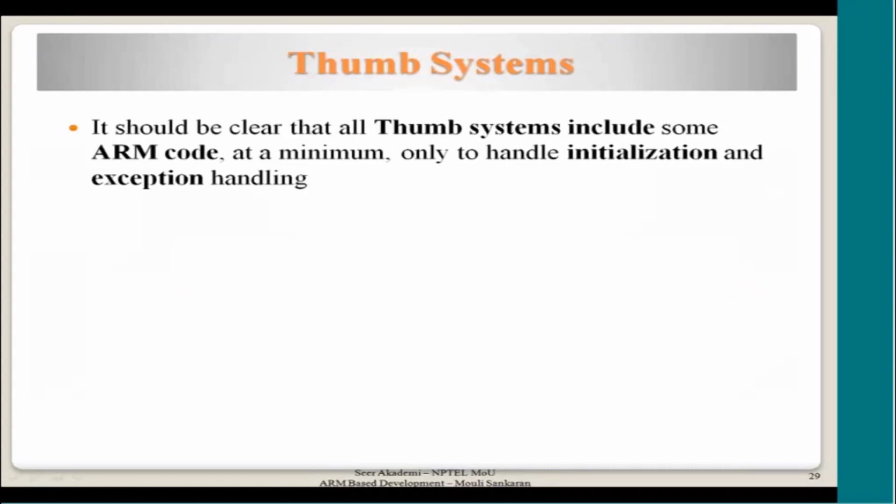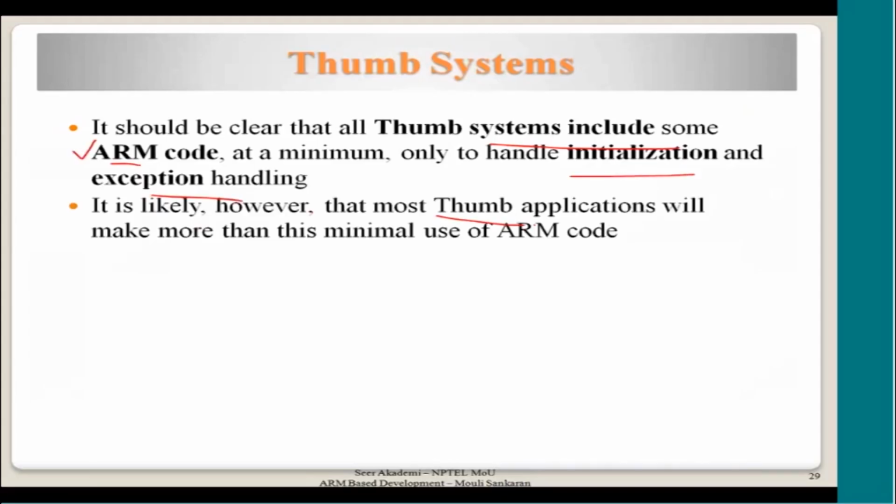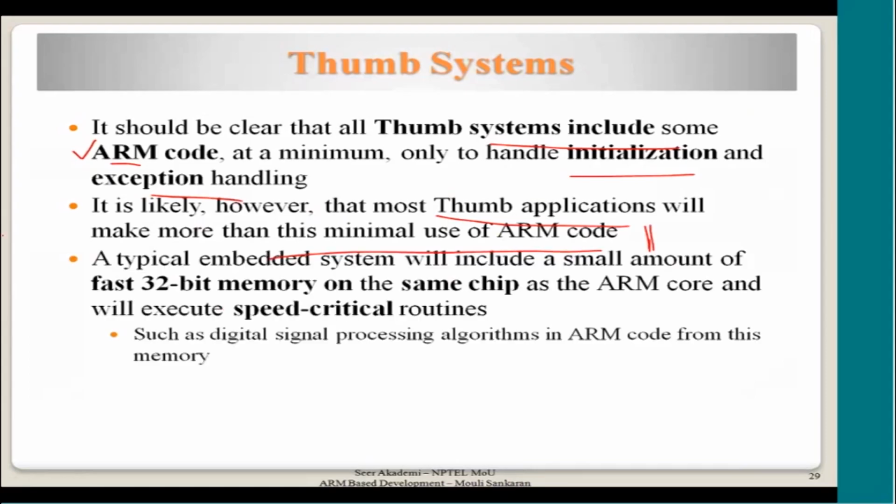So in a typical thumb system, how they are used, it should be clear that all thumb systems include some ARM code for handling initialization and exception handling. Okay. ARM is there always. It is likely, however, that most thumb applications will make more than this minimal use of ARM code. So more of ARM code may be there. That's what I'm saying.